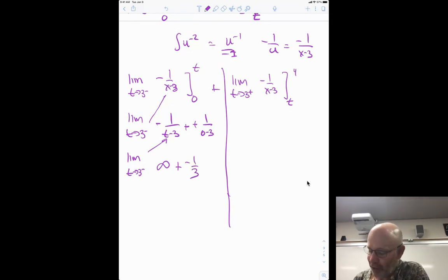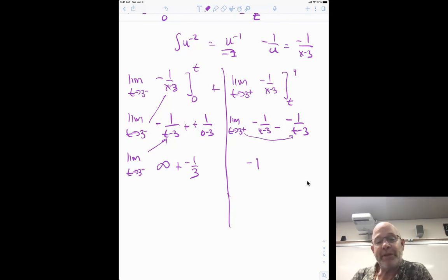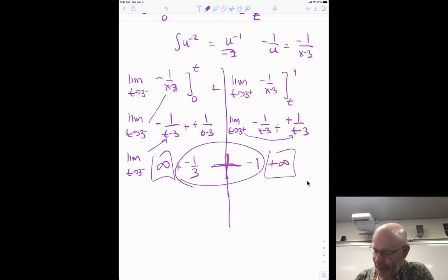All right, and now over here, limit as t approaches 3 from the right, negative 1 over 4 minus 3 minus negative 1 over t minus 3. So now the first term is negative 1. Now we plug in that 3. It's bigger than 3. So t minus 3 is 0, but it's just approaching that. So it's approaching infinity. And then we got plus, so plus infinity. And we're going to add these 2 things together. So notice we got a lot of infinities right here. Infinity, or we could use that word diverges.